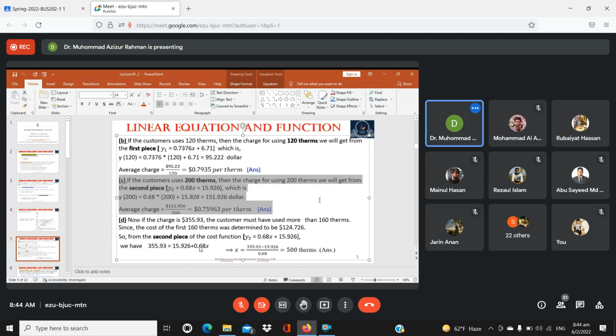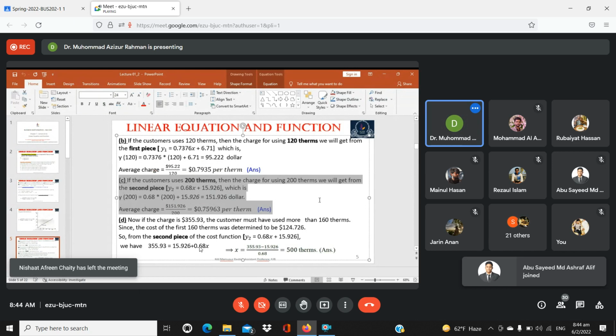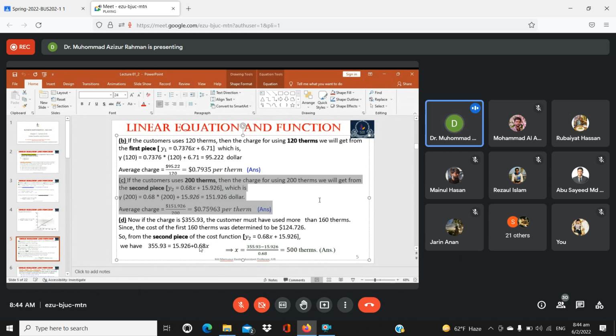We just need to look at which equation I should use. So you need to see the limit of the therms, which one is being used. If you use below 160, you need to use equation 1. If you use above 160 therms, then you need to use equation 2, the second function.